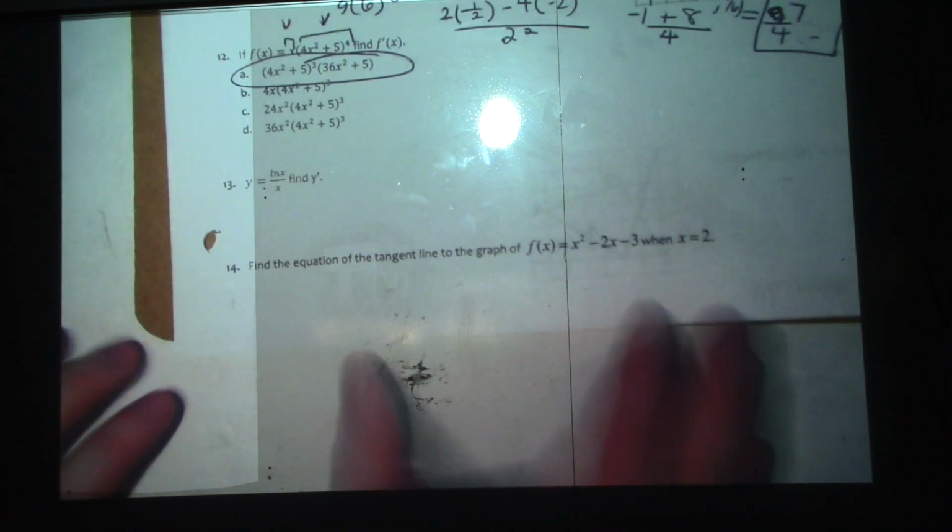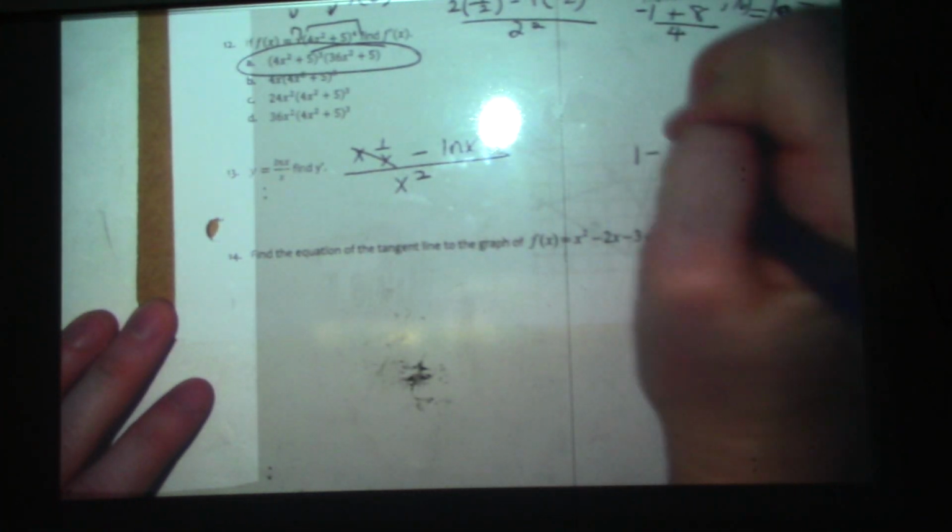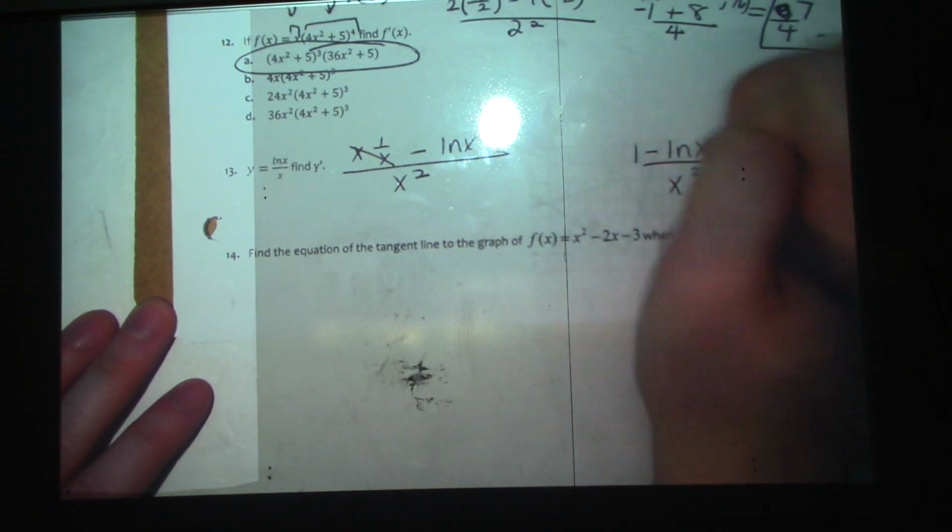Number 13, dividing, so we're going to use quotient rule. Low d high, derivative of natural log of x is 1 over x, minus high d low, derivative of x is 1, over low squared. The x over x, that's just going to cancel out, so that's going to be 1 minus natural log of x over x squared.